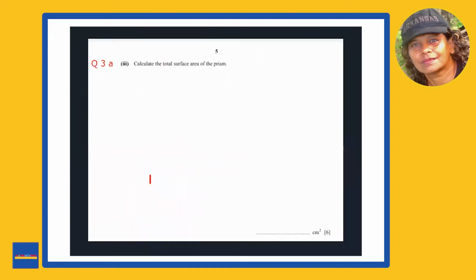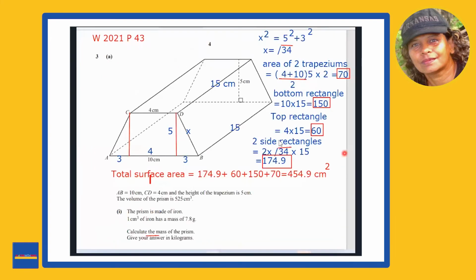Then we move on to question 3A, which is calculate the total surface area of the prism. Now, if you look at the surface area of the prism, we have a trapezium in front, a trapezium at the back, we have a rectangle at the bottom, a rectangle on top, and we have two rectangles on either side. If we add them all, we'll get the total surface area.